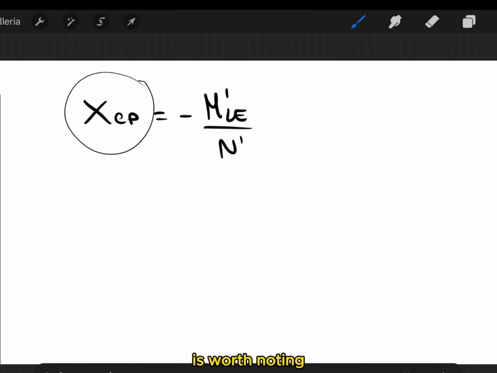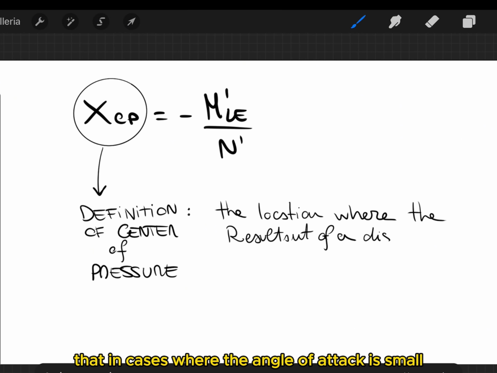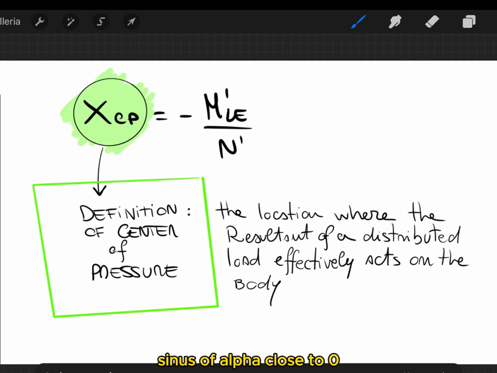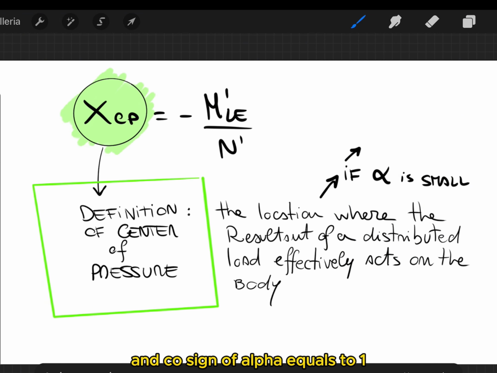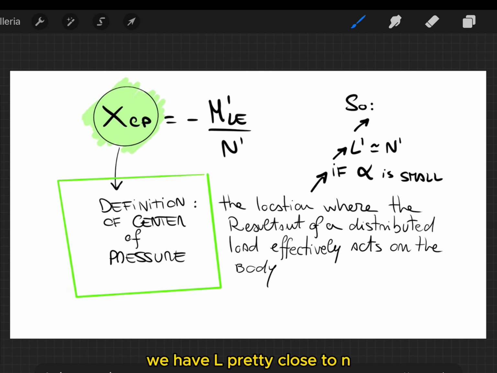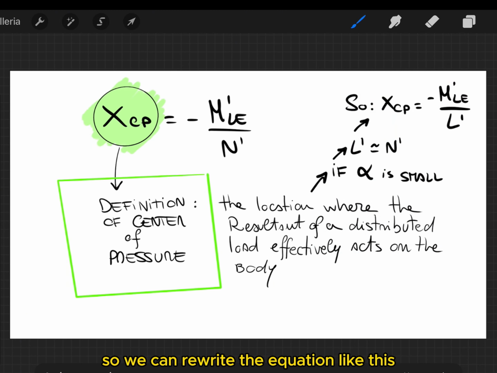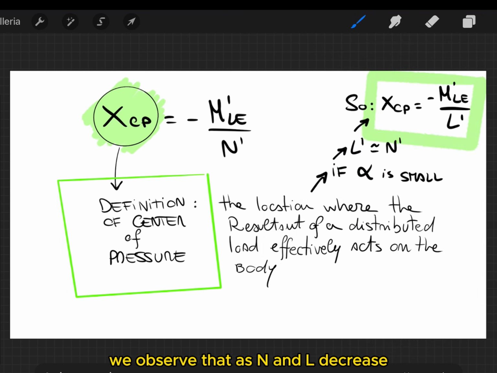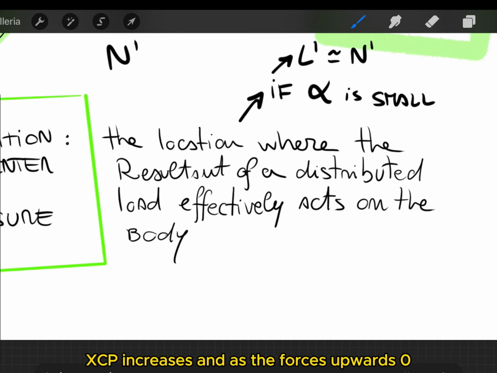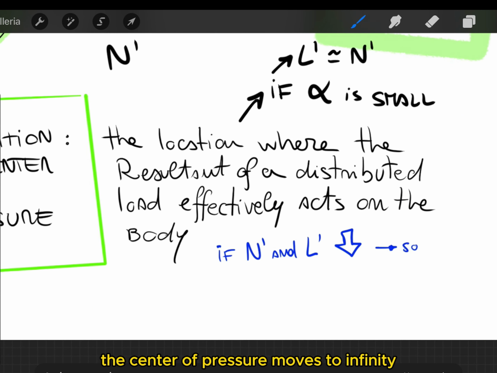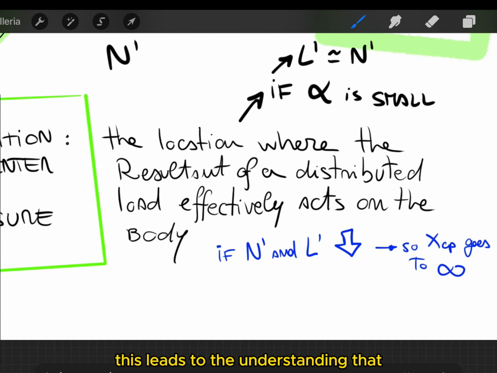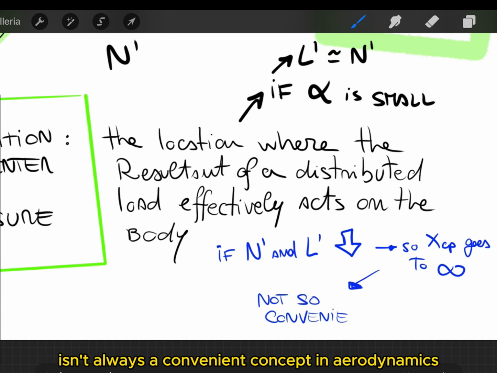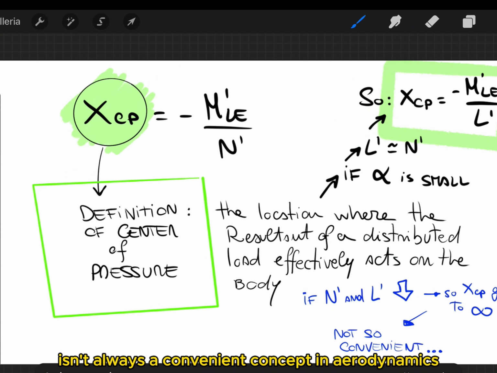It's worth noting that in cases where the angle of attack is small, sine of alpha is close to 0 and cosine of alpha equals 1, we have L pretty close to N, so we can rewrite the equation like this. Analyzing these two equations, we observe that as N and L decrease, xcp increases, and as the forces approach 0, the center of pressure moves to infinity. This leads to the understanding that the center of pressure isn't always a convenient concept in aerodynamics.